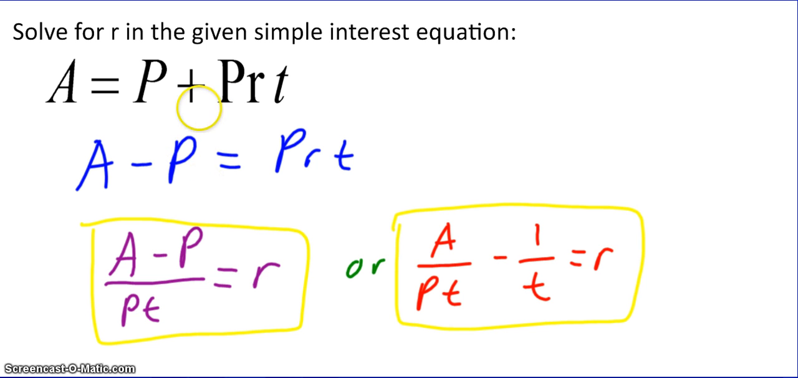What I did was I subtracted this P first and then divided by PT. That's how I ended up with this. But had you factored out a P first, you would end up with this version. But again, they are the same thing. Okay, that's modeling.